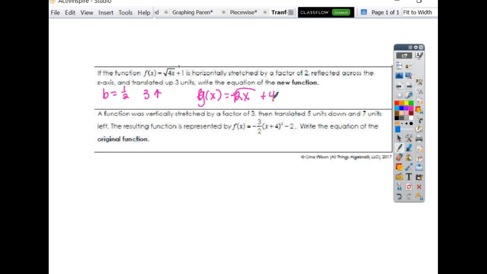So what about this one? Because a bunch of you just left this blank on the homework.